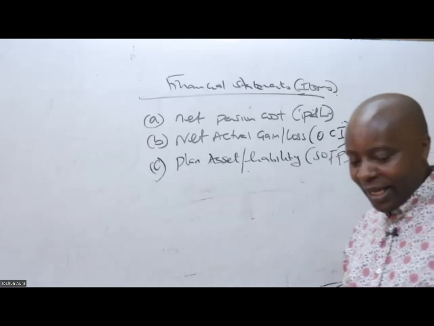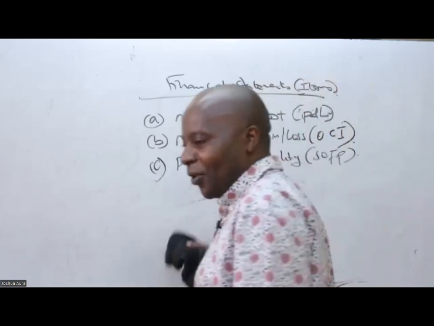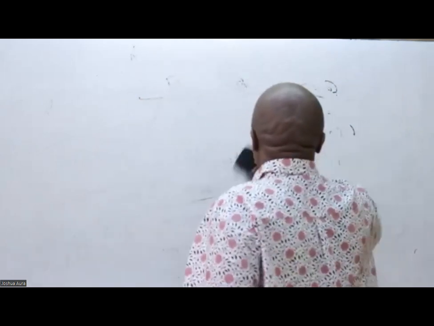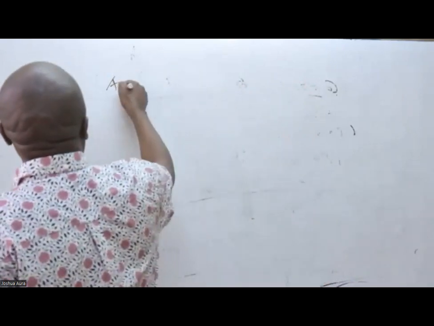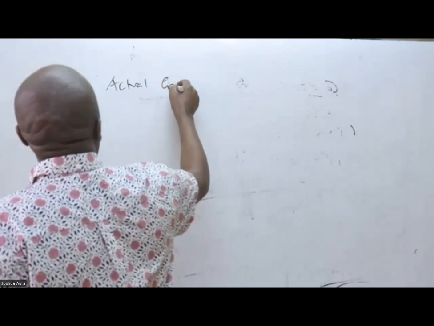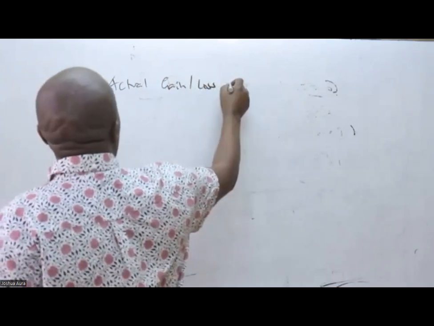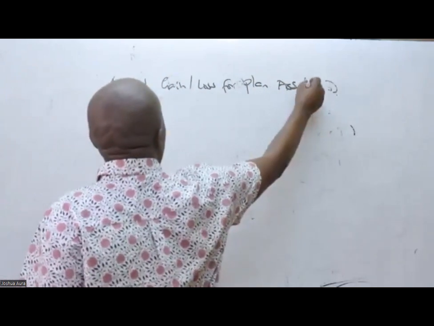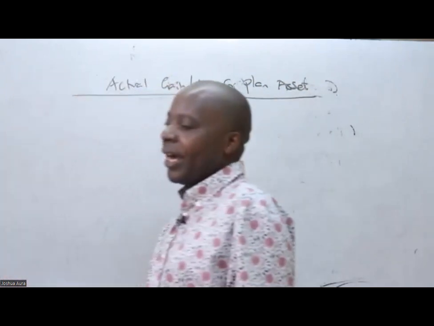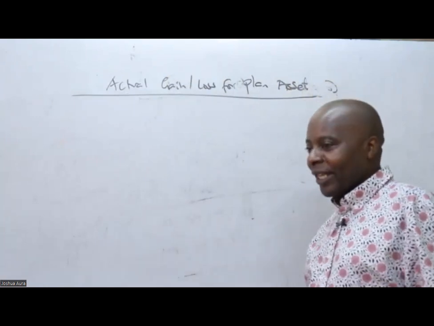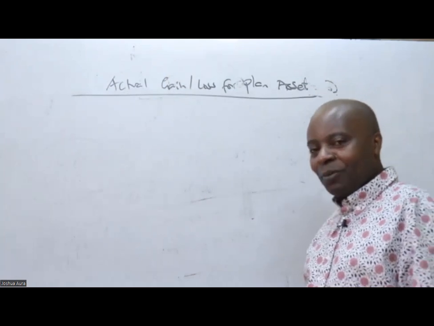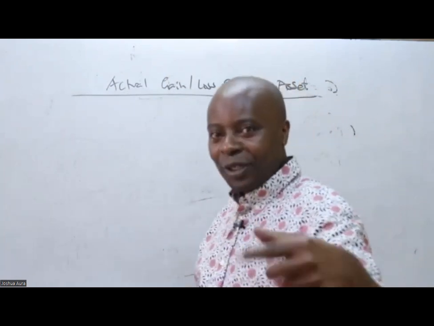So mention there, actuarial gain or loss. Actuarial gain or loss for plan asset. Very easy. That's where we begin. So this plan asset, I would want to see its profitability.